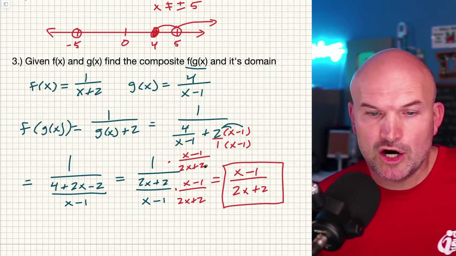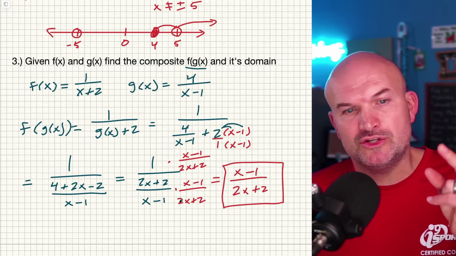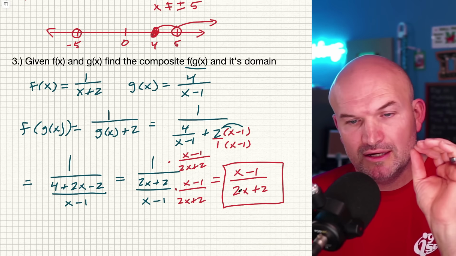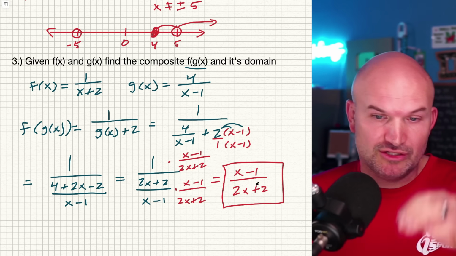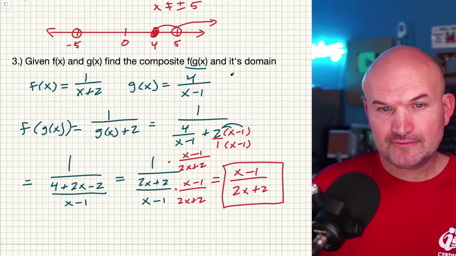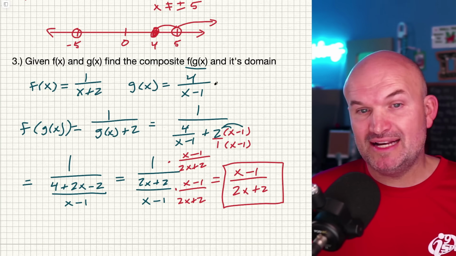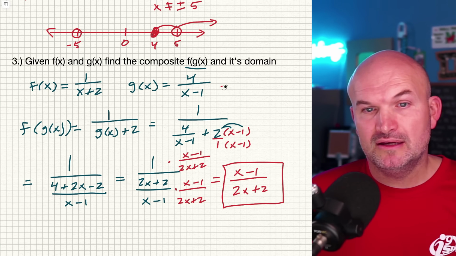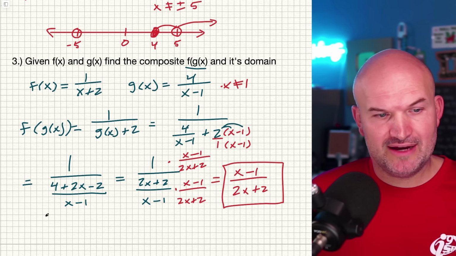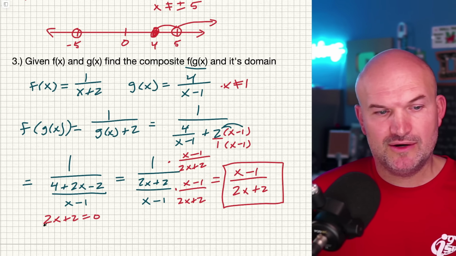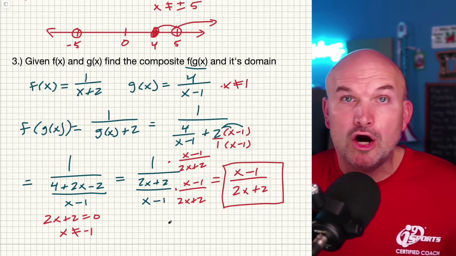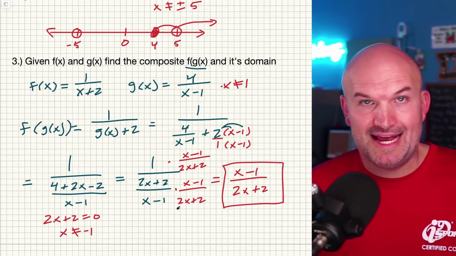Now let's check out what our domain is going to be. There are two ways we want to check the domain of our composite function. We want to take the domain of our resultant function, as well as the domain of the inner function that we plugged in. So if we look at the domain here, we know x cannot equal a positive 1. And then if we look over here, we have 2x plus 2 equal to 0, so x cannot equal a negative 1. So my domain is going to be all real numbers except for 1 and negative 1.